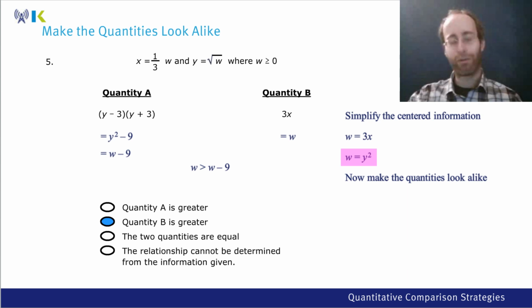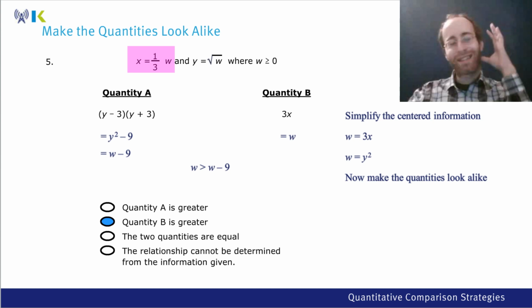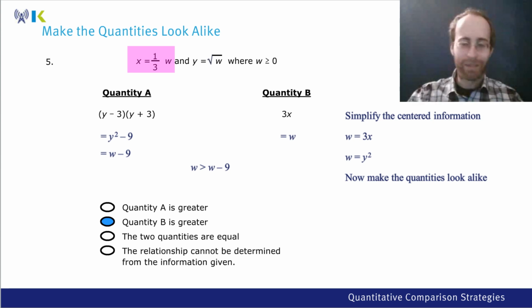Now let me know in the chat if you were really frustrated because you missed this piece of information at the beginning of this problem: x equals 1/3 w. I saw quite a few folks earlier say, oh, I missed the x equals 1/3 w in the beginning, and now of course it all makes sense.